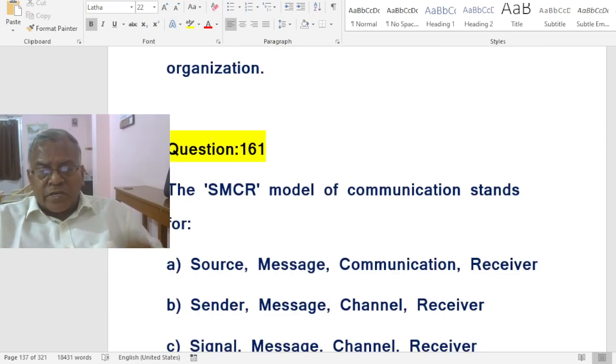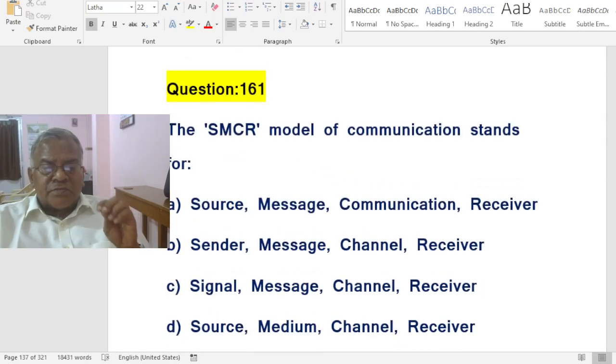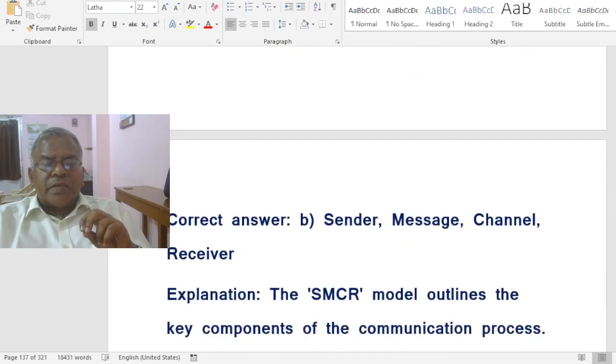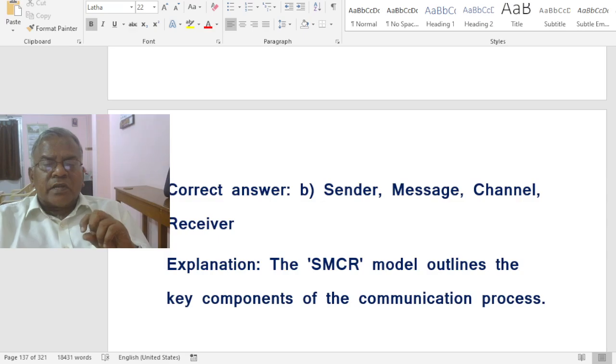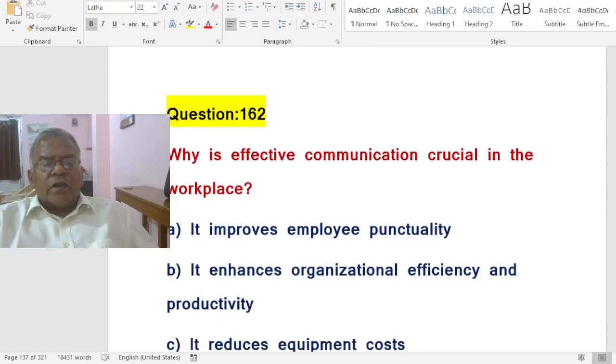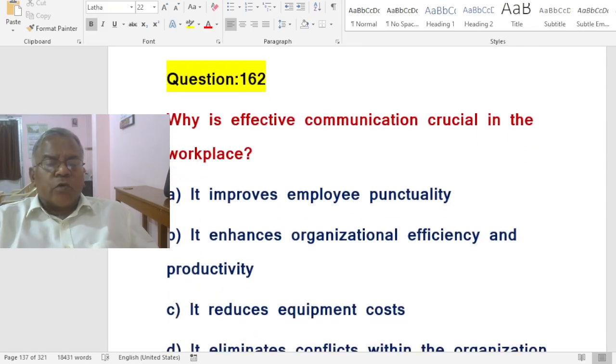SMCR model of communication stands for what? See for yourself, SMCR. That is sender, message, channel, receiver. The SMCR model outlines the key components of the communication process: sender, message, channel, receiver.